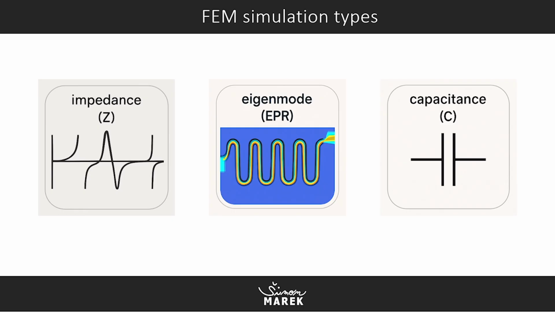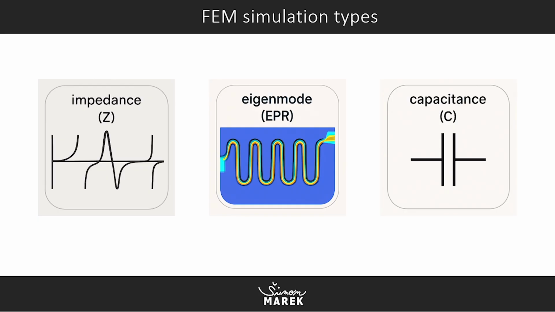Next we have FEM simulation types, which is basically what we can do with our FEM simulation software. We can do scattering matrices like impedance profiles, S parameters, S parameters of a resonator or a qubit. So like simpler tasks. Then we can do eigenmode, EPR, and electric field simulation, which is good for evaluating the quality of a qubit, which is very powerful.